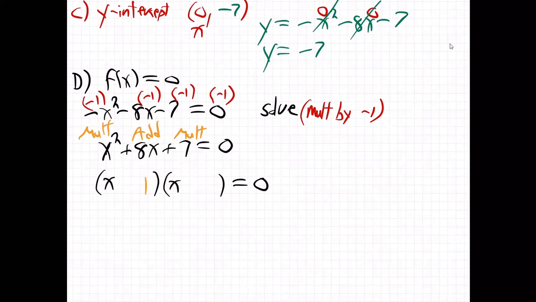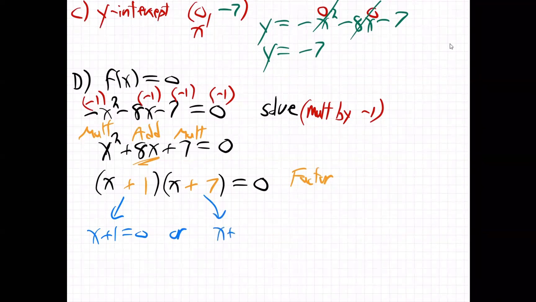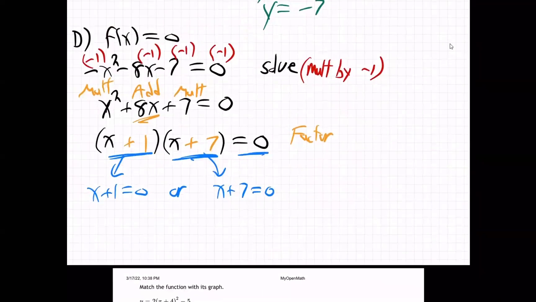So what multiplies to be 7? 1 times 7, and they add to be 8. So there we go. There's the factorization. Remember, that's how we factor. Okay, then remember what we do from there? We set each part equal to 0. So this x plus 1 equals 0, or, and then this other one, x plus 7 is 0. Why do we do that? Well, because two things are multiplying to equal 0. If two things are timesing to be 0, either one could be 0.